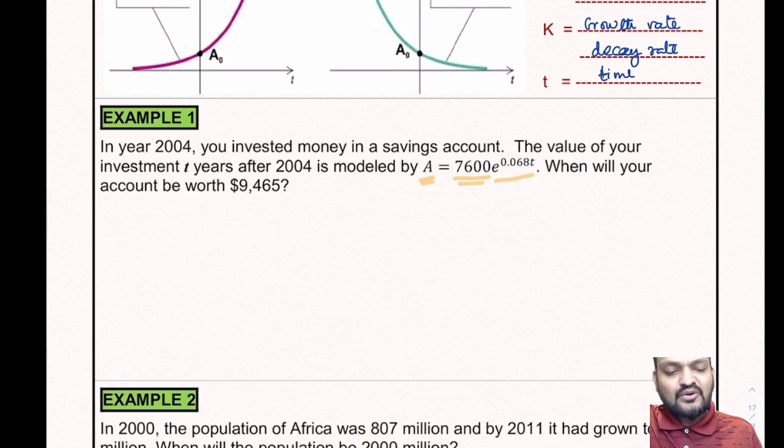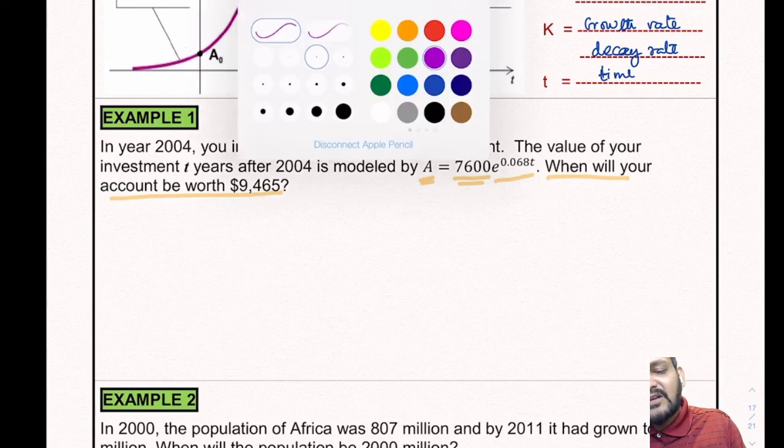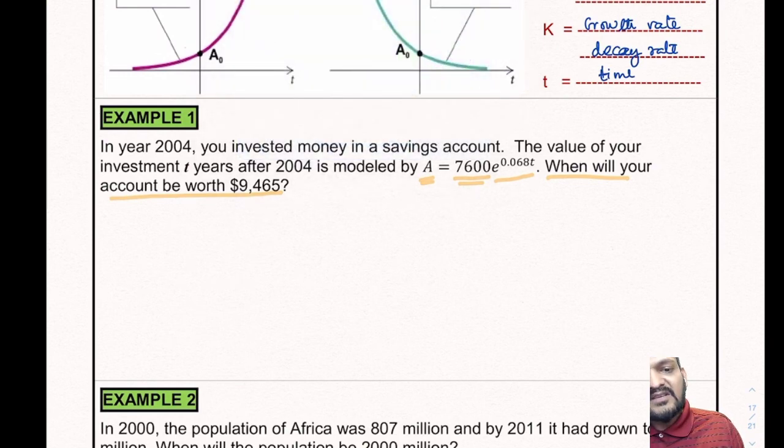0.068t. The question is, when will your account be worth $9,465? When will you have $9,465, assuming that the growth equation is A equals 7600 e to the 0.068t. So let's see how we solve this particular problem. Let's write down the equation that we have, and then we'll see what we need to do.